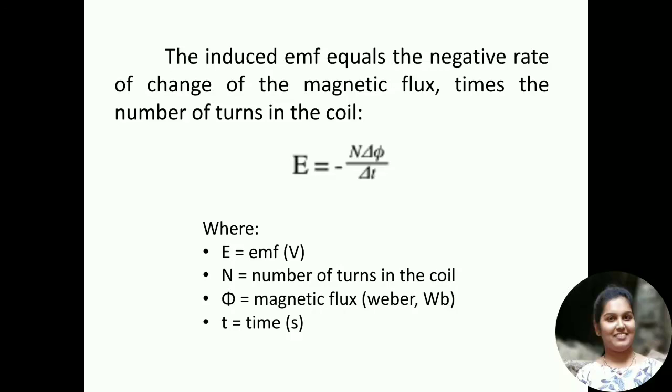So by increasing all three values, that is, by increasing the number of turns, increasing the magnetic field strength, and also increasing the speed of the relative motion between the coil and the magnet, the EMF induced in the coil can be increased.